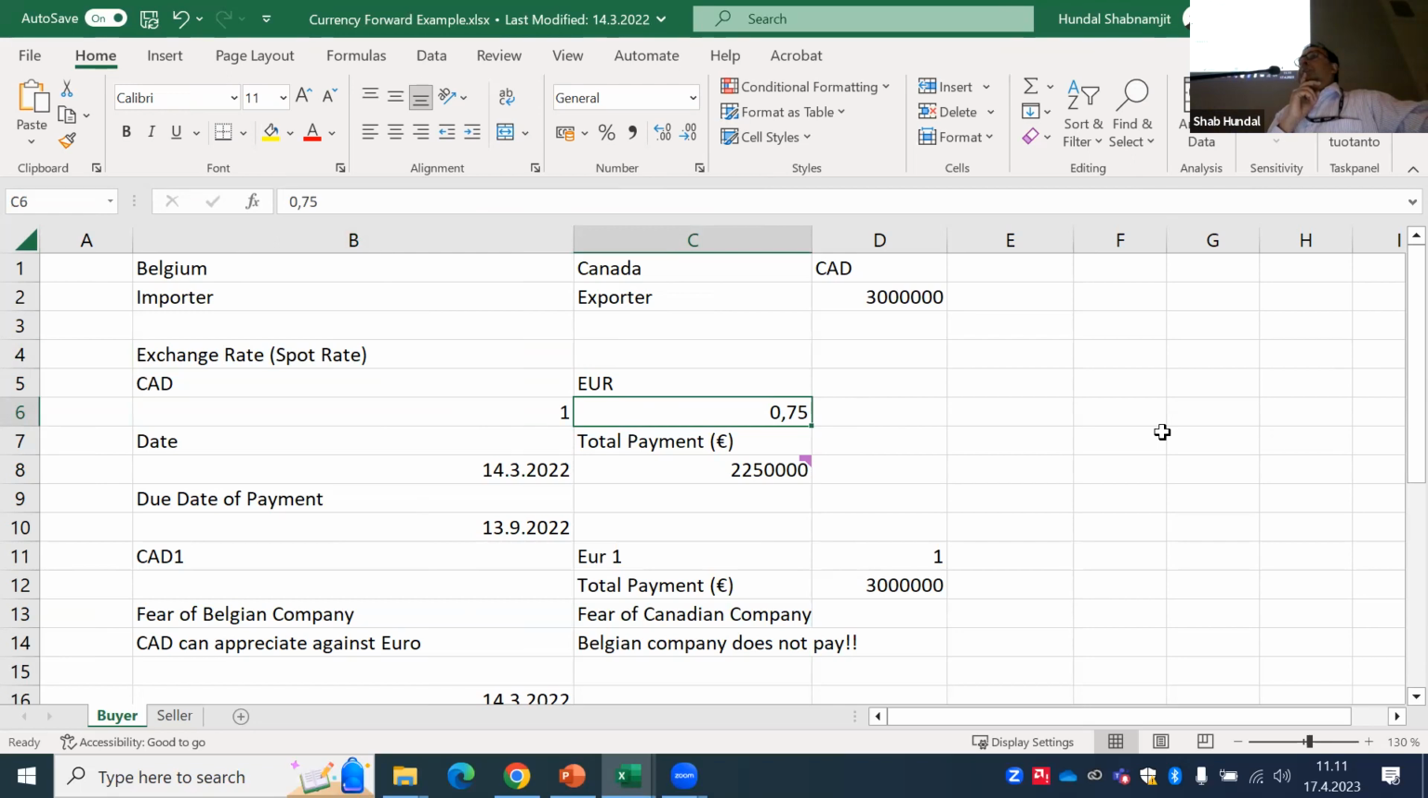May I ask you one thing? If you are going to make a payment to a Canadian company, and first you pay euros, and then you buy the Canadian dollars, and then you transfer the money to Canada, is it the right way of writing the exchange rate if you are a European company, or is it a wrong way of writing? 1 CAD is equal to 0.75 euro. Right way or wrong way?